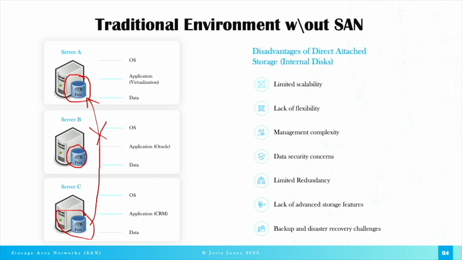And then there are also backup and disaster recovery challenges in a traditional environment without a SAN. Again, it speaks to those advanced storage capabilities. Replication, the ability to replicate your data from the primary storage array to some secondary site. It could be a secondary data center. It could be a co-location space that they're renting in a third-party vendor's data center, or you can replicate data to the cloud for that high availability.